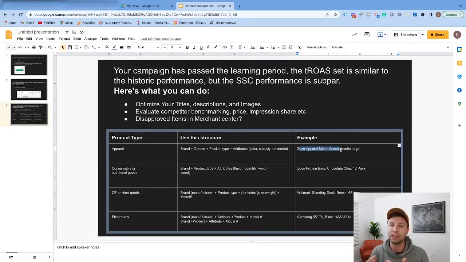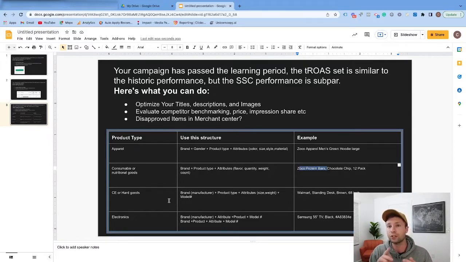What this is doing is basically keyword stuffing as many things as people will be searching for and showing it in your actual headline. And it gives you a little bit of a higher quality score as well. A couple other examples are here, such as consumable goods: brand plus product type, attributes, Zoco protein bars, chocolate chip, 12 pack. So use this. I'm not going to go through the other two here, but you can pause the video and use this framework for your product or service, adapt it, or try different variations of it as well. This is a good template for you to start to optimize your titles.